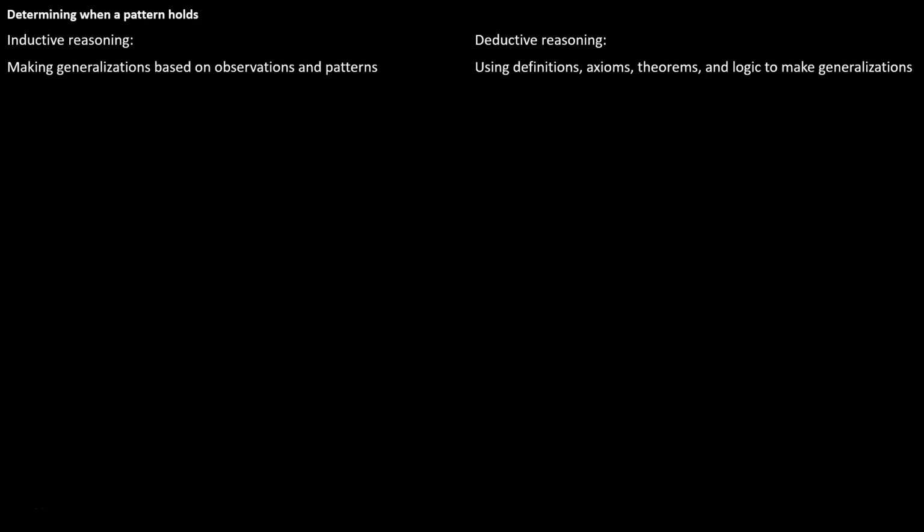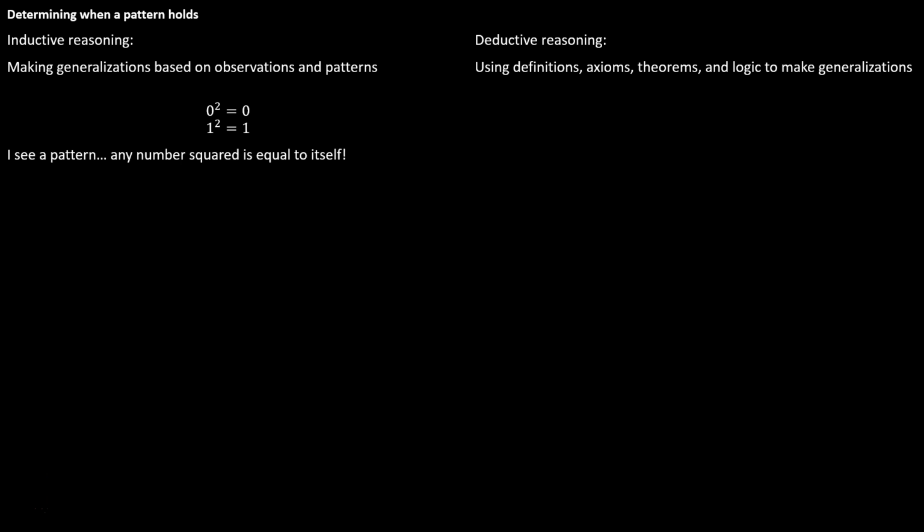Inductive reasoning is when we make generalizations based on what we observe. I've got two equations on the screen here. 0 squared equals 0, and 1 squared equals 1. And from these two equations, I might decide to make a silly observation that any number squared is equal to itself. 0 squared, still 0. 1 squared, still 1.